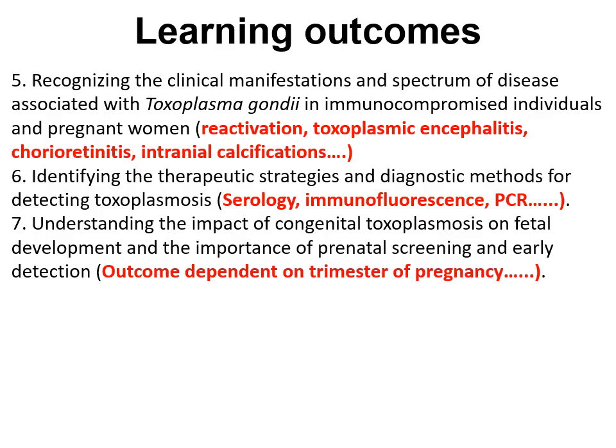We also identified the therapeutic strategies and diagnostic methods for detecting toxoplasmosis, which is mainly happening by serology, among other molecular tools such as immunofluorescence microscopy and PCR. And finally, we discussed the impact of congenital toxoplasmosis on fetal development and the importance of prenatal screening and early detection of the parasite early on during congenital toxoplasmosis in order to avoid the severe outcomes that may be encountered in babies.